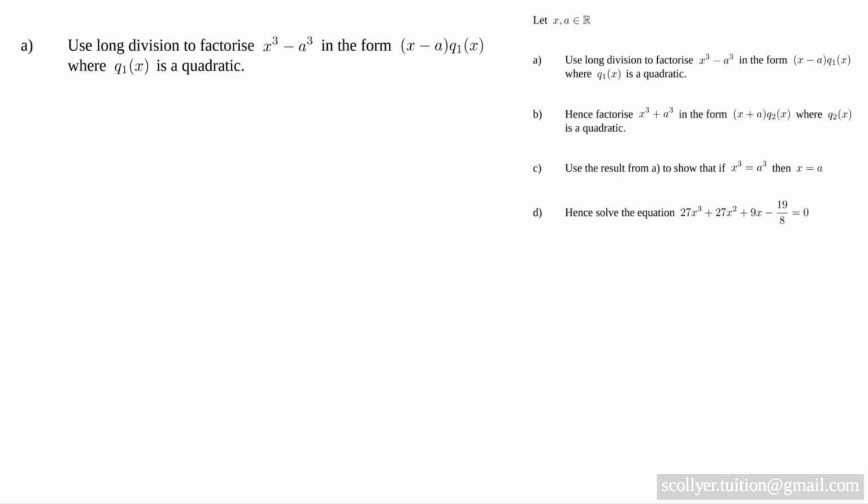Part A. Use long division to factorise x cubed minus a cubed in the form (x minus a) times q1 of x, where q1 of x is a quadratic. So if we write x cubed minus a cubed equals (x minus a) times q1 of x, we recover q1 of x by performing the long division x cubed minus a cubed divided by x minus a.